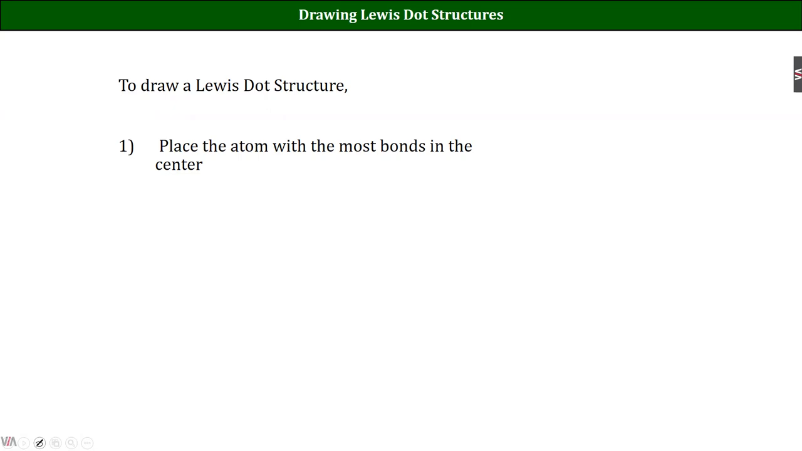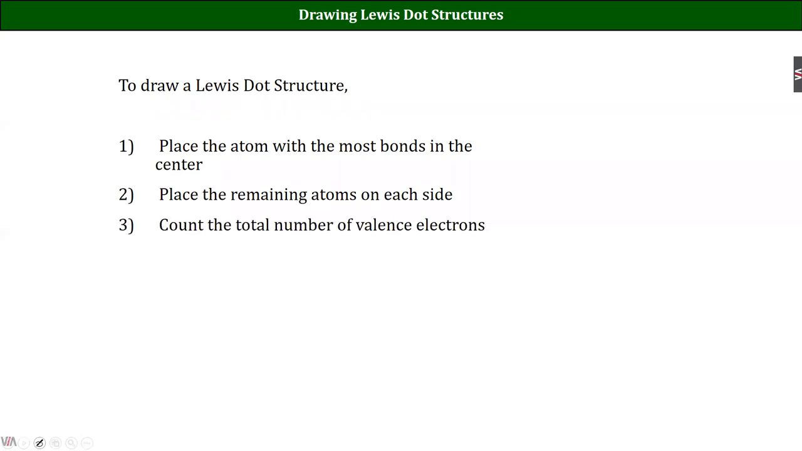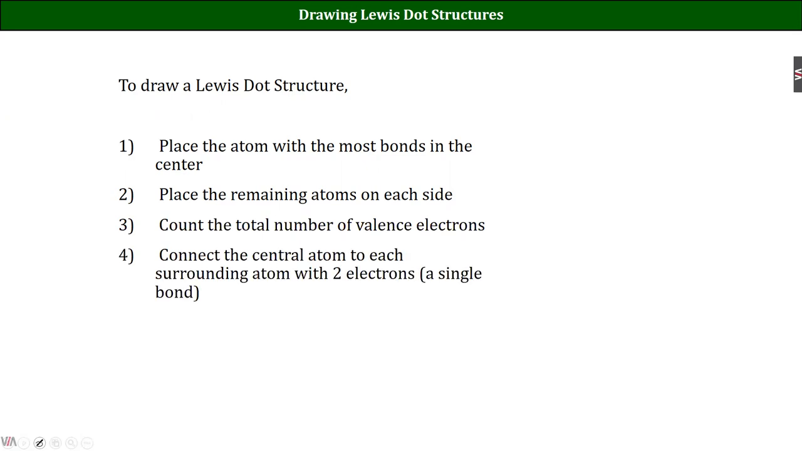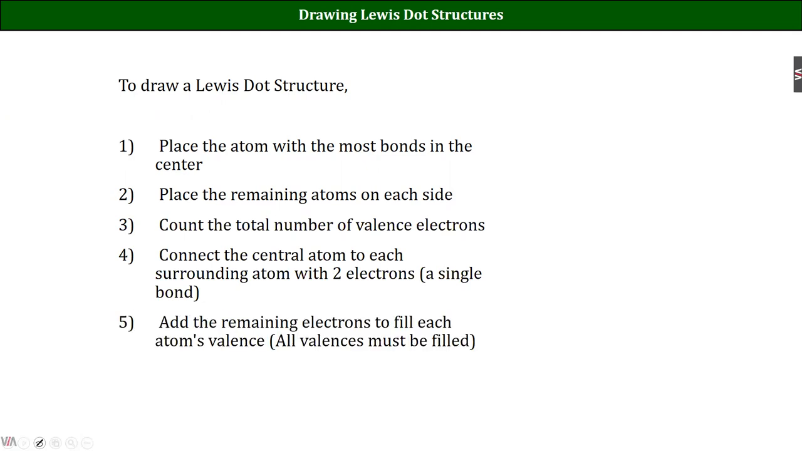For now, our process is going to be: place the atom with the most bonds in the center, and then place the remaining atoms around it. Then you count your total number of valence electrons and you divide them up so that everything has a full valence. So you start by connecting the central atom to each surrounding atom with a bond. Don't worry, I'll leave this up here while we go through some examples. And then you add all the remaining electrons to fill each atom's valence.